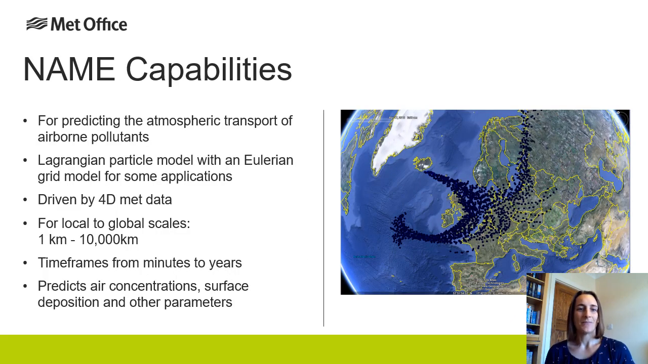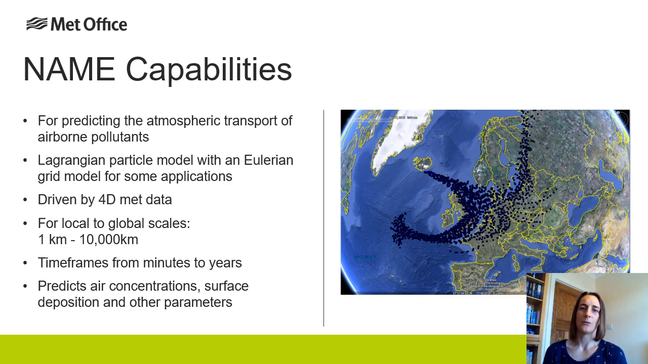So what is NAME? What is the NAME model? Its use is for predicting the atmospheric transport of airborne pollutants, and that can be things like smoke, atmospheric pollution from transport, but also volcanic ash, and increasingly things like animal diseases and even midges. And we'll hear about that in other talks.